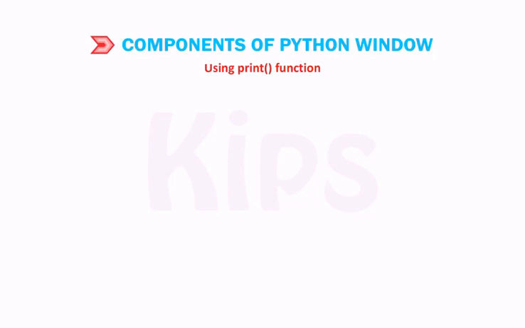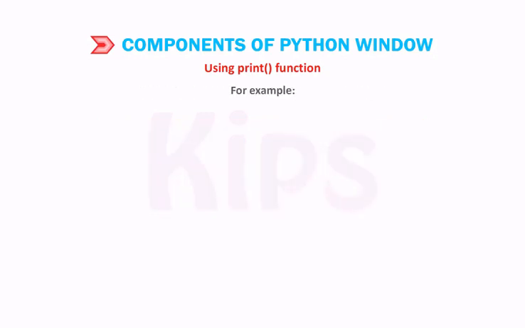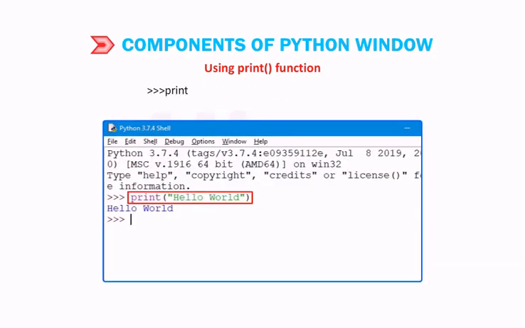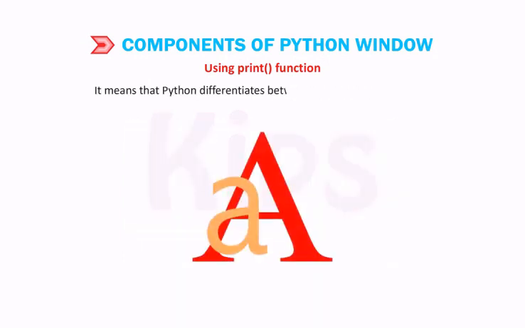Using print main function. The print main function is used to display the output of any command on the screen. It can also be used to print the specified messages. For example, Python prompt print hello world will display hello world. Python is a case-sensitive programming language. It means that Python differentiates between capital and small letters.